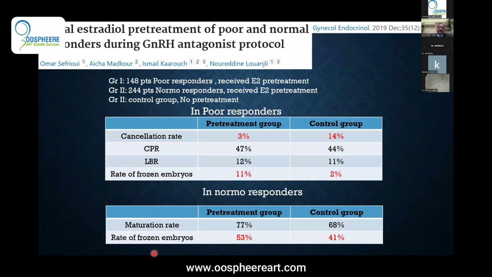So, friends, there is a lot of evidence which says that especially in poor responders, if you use estrogen followed by an antagonist, then your cycle cancellation rate reduces from 14 to 3% only. And the rate of frozen embryos is 11% versus 2% in the control group, which means you get a better number of embryos, so you can freeze them for future use. Even in normal responders, the rate of frozen embryos was 53% when you give estrogen, and when you don't give it, it was only 41%, again significantly in favor of giving pre-treatment.